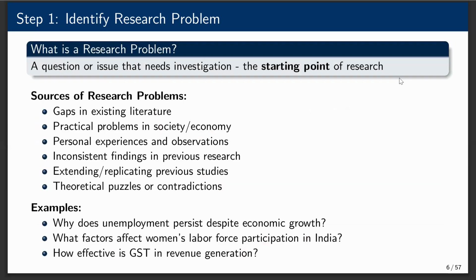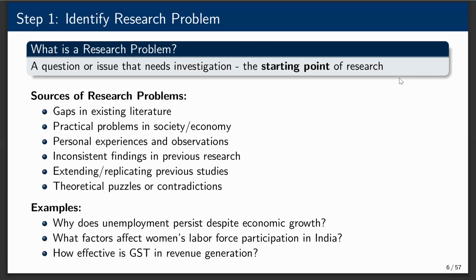Now step 1, identify the research problem. Then what is a research problem? A question or issue that needs investigation. That is the starting point of research. Now the question is, from where will I get research problems? First is gaps in existing literature. And next is how you will get the gaps in the existing literature.